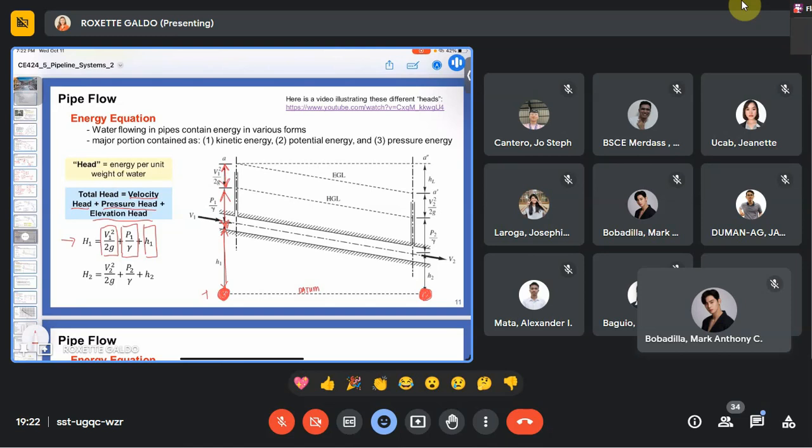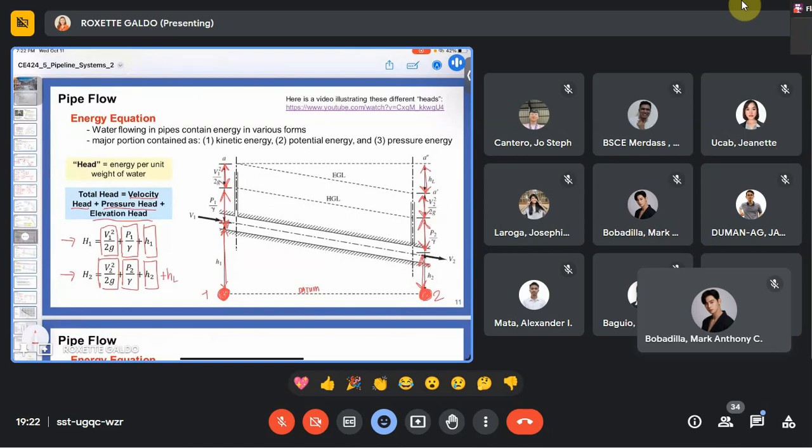Same goes at point 2 on the other end of the pipe. The total head at point 2, denoted by H2, or the total energy at point 2, is equal to the velocity head V2 squared over 2g, plus the pressure head, plus the elevation head. But this time, there is an addition. This is H2. This is the velocity head, the pressure head rather, plus the velocity head, plus HL.